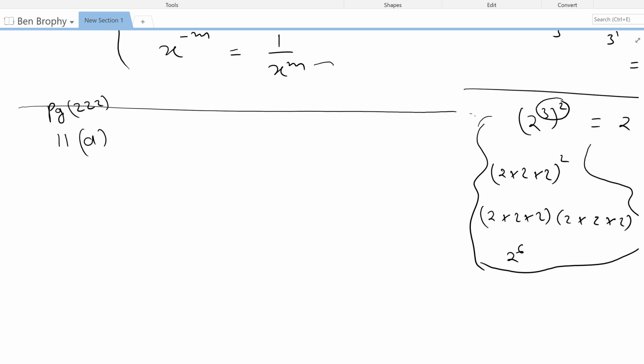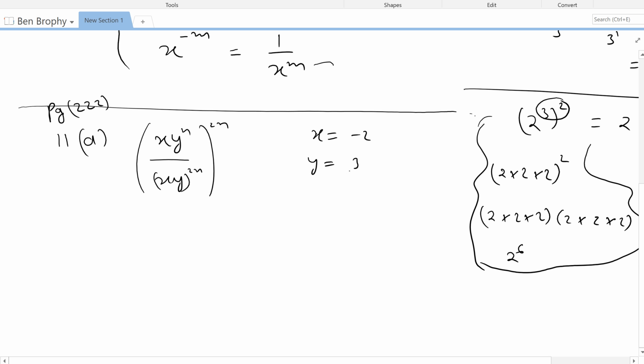Zoom it. Okay, so it's xy to the power of n, over xy in brackets to the power of 2n, and that's all in brackets as well, to the power of 2n again. Then for this one, you're supposed to evaluate them for those values and express the answer in rational form. Before substituting, what are those values? x is negative 2, y is 3, and n is negative 1.